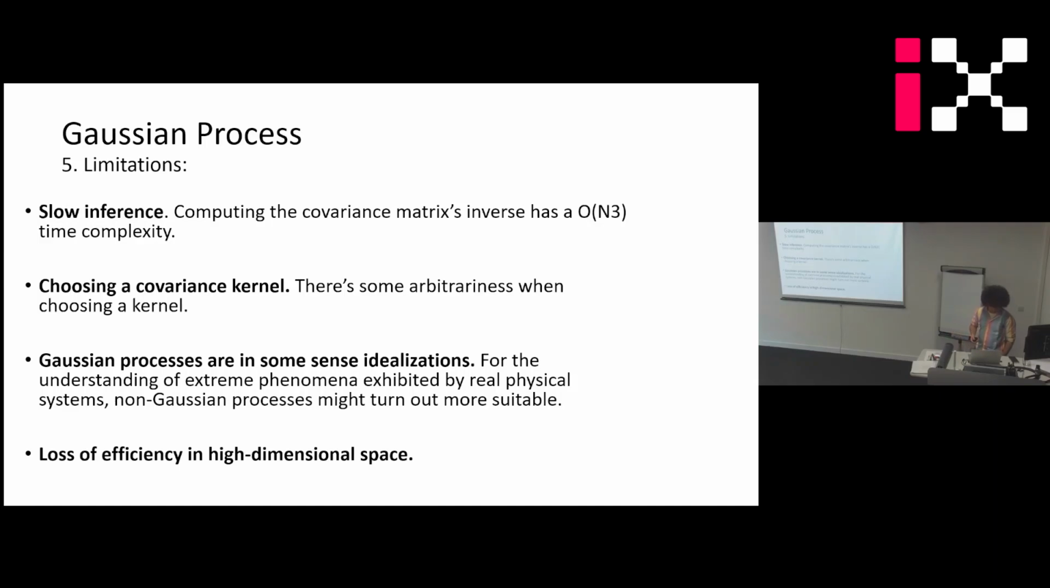And then there is loss of efficiency in high-dimensional space. Gaussian processes are quite efficient when the space is around 10 to 100 different variables, but then they don't do very well, mainly because in high-dimensional spaces the distances are very hard to compute, very hard to interpret, and might not have any meaning anymore.